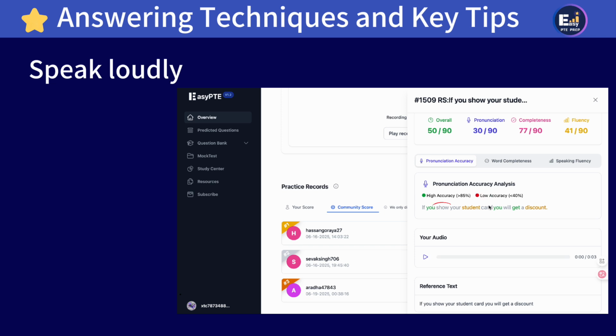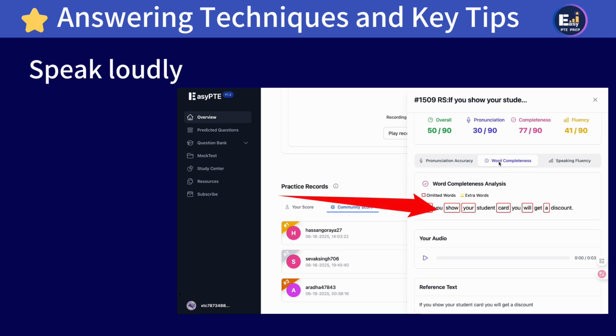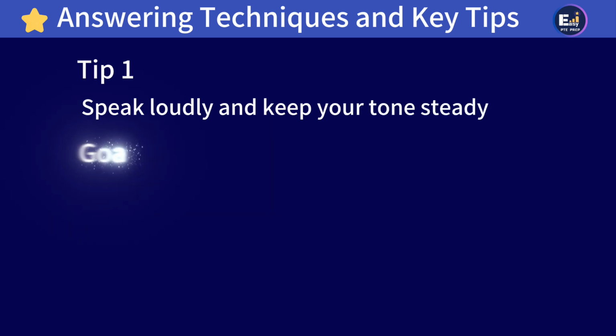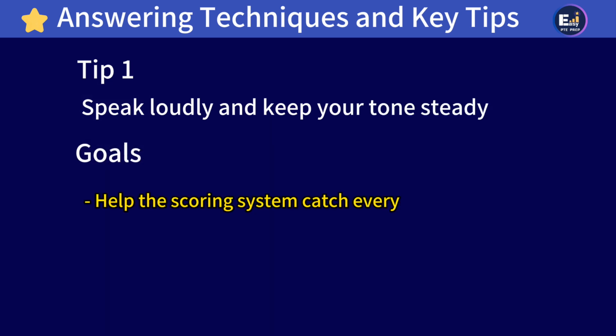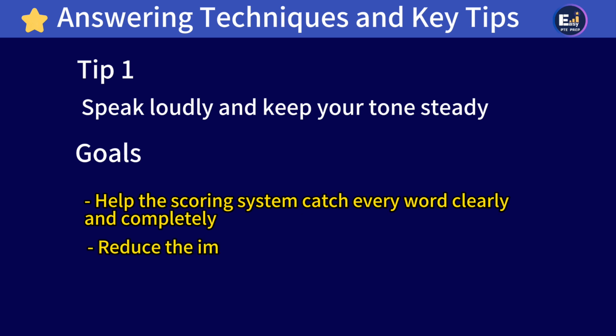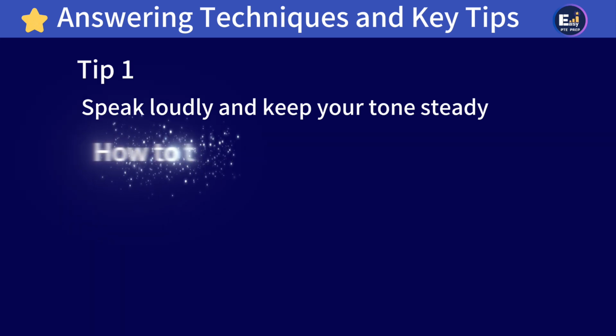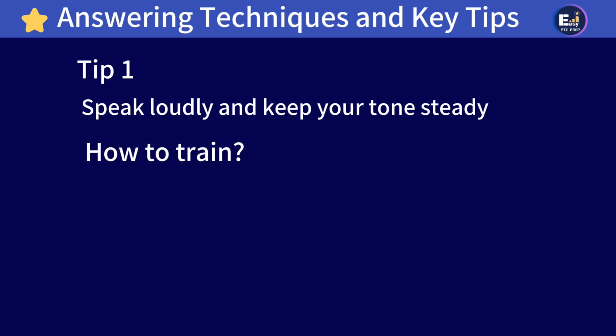He did say show and will, but because the volume was too low and there was background noise, the AI couldn't pick it up. So, here's tip 1, speak loudly and keep your tone steady. The goals are: help the scoring system catch every word clearly and completely, reduce the impact of background noise, and increase the chance of your words being correctly recognized. So I suggest you should train like these.